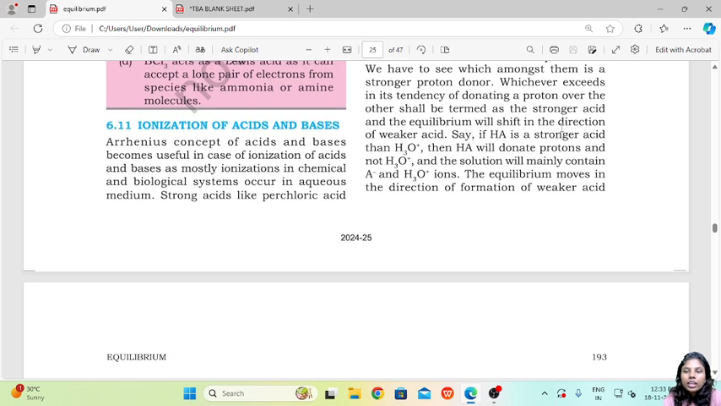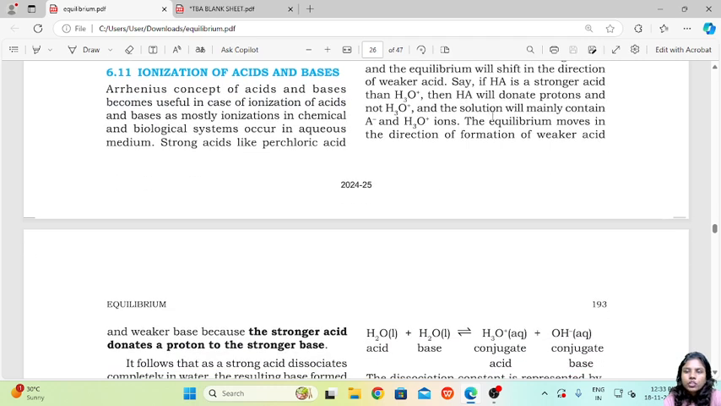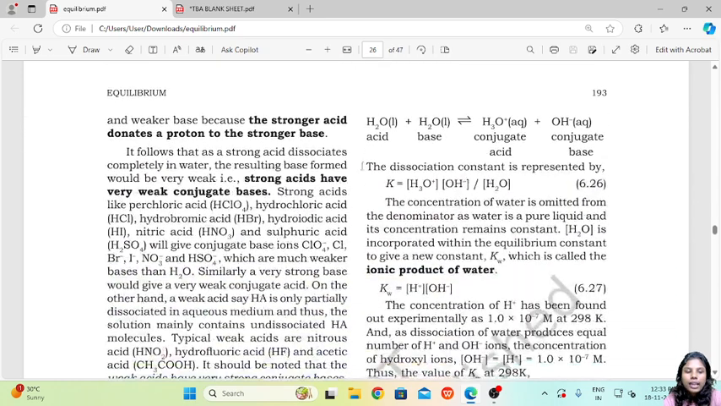Say if HA is a stronger acid than H3O+, then HA will donate the protons and not H3O+, and the solution will mainly contain A- and H3O+ ions. So the equilibrium moves in the direction of the formation of the weaker acid and weaker base, because the stronger acid donates a proton to the stronger base.